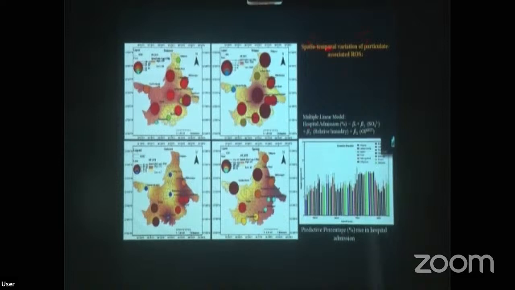This is a spatiotemporal variation of particulate associated reactive oxygen species. So in this map, you can see the reactive oxygen species action is variable from season to season. It is in summer, in winter, in autumn, and in spring. As we know, in winter, the effect of this is very worse. You can see from these big circles, and we have quantified this. This is the beauty of the geospatial distribution. We can use this type of analysis, spatial analysis, with these tools.